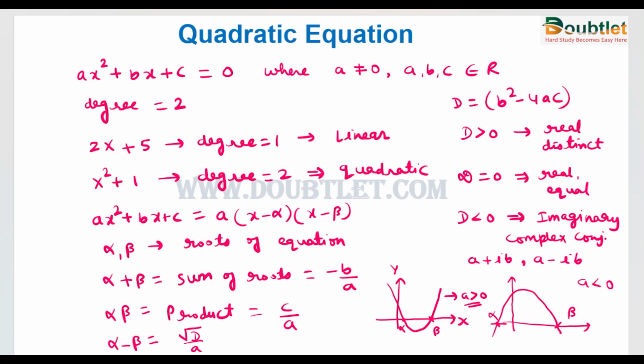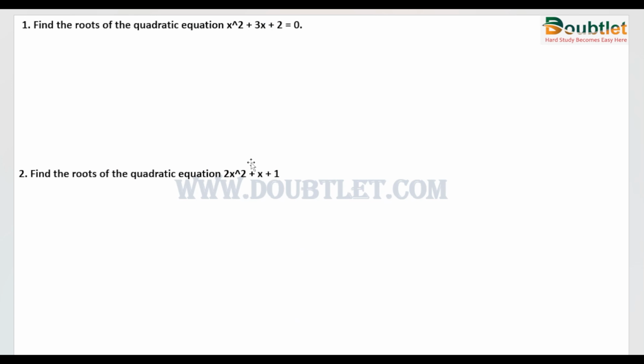Now we will solve some examples to find the roots of a real quadratic equation. So here are the examples. In the first example, this quadratic equation is given, and we know that the coefficient of x square is 1, so 1 is not equal to 0, and we can write the degree of this quadratic equation as 2. If the degree is 2, then it is a quadratic equation.